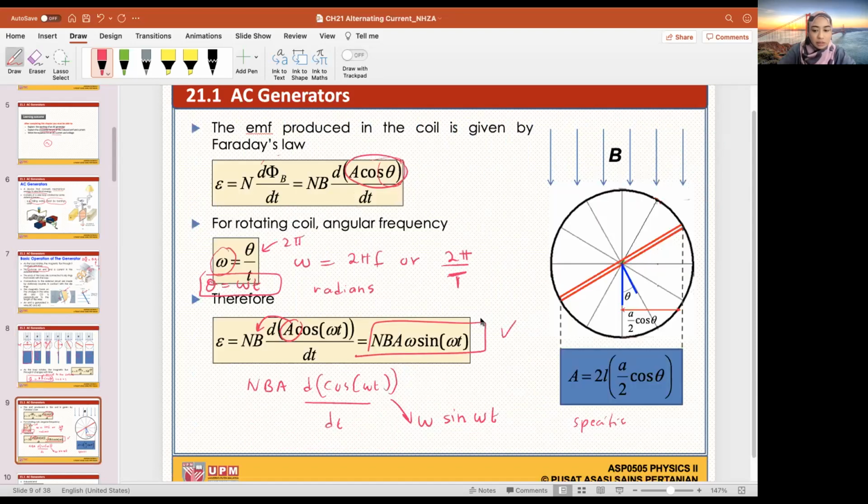So he says if you want to calculate the area, it's 2L, A over 2, cosine theta. So I don't think you have to memorize this. You just have to know how to calculate the area of a coil, which is easy. So you don't have to memorize that. Okay.